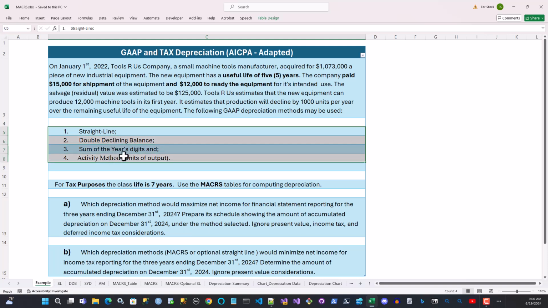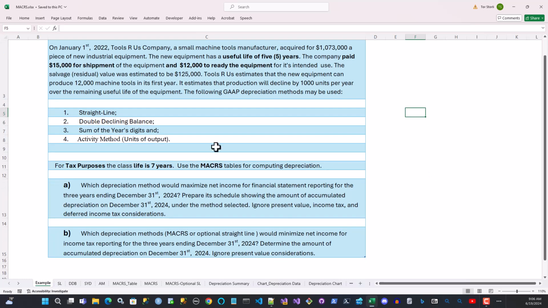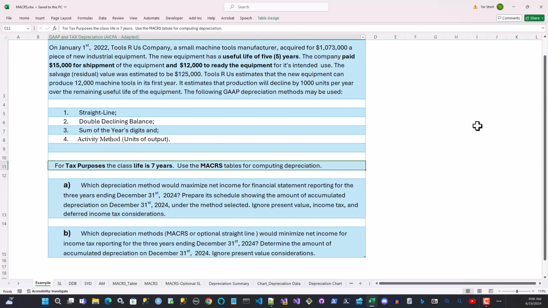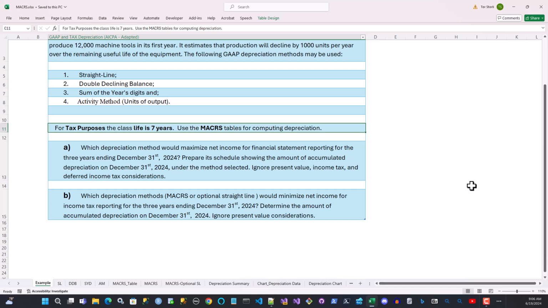These are the methods for generally accepted accounting principles: straight line, double declining balance, sum of years digits, and activity method. So we're going to look at each one, how to compute these. Now, for tax purposes, this property, the machine tool and manufacturing property, will fall under a 7-year classification. So we'll have to use those MACRS tables to compute this. And those percentages are given by the IRS, so we're going to use those.